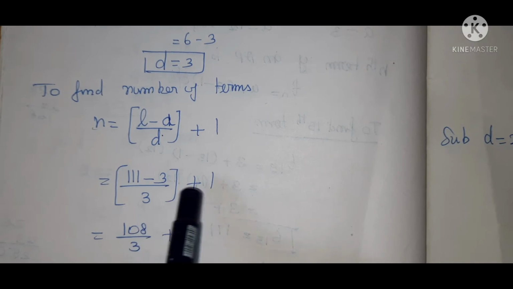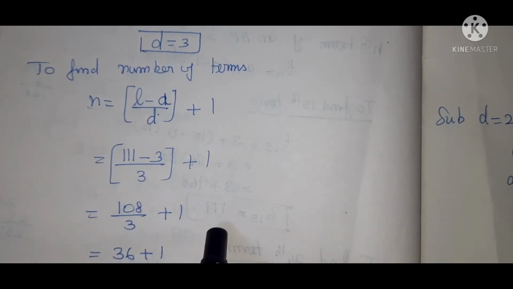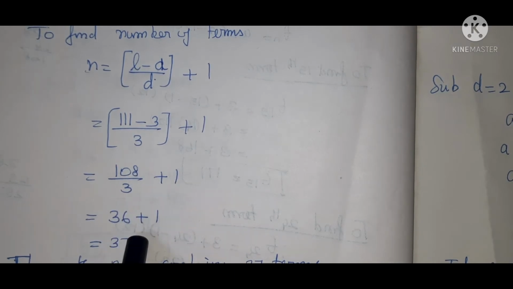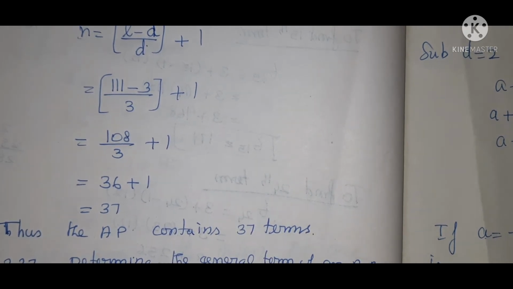n equals (111 minus 3) by 3 plus 1. 111 minus 3 is 108, 108 by 3 is 36, plus 1. 36 plus 1 is 37. Thus, the AP contains 37 terms.